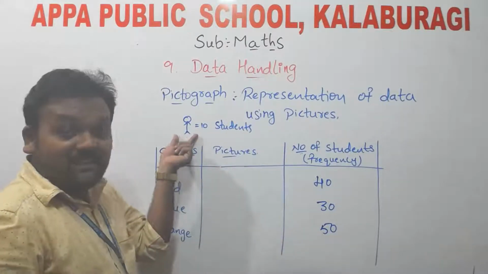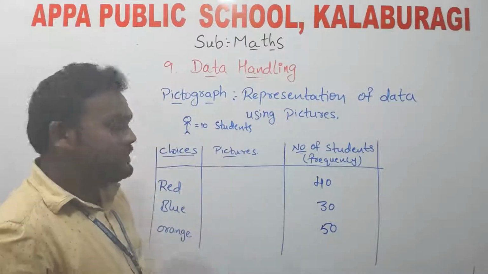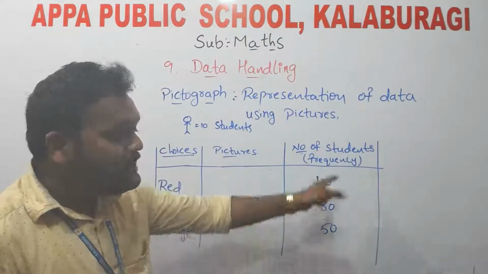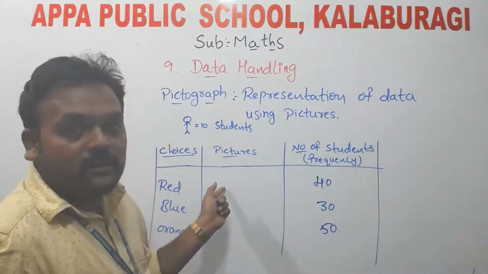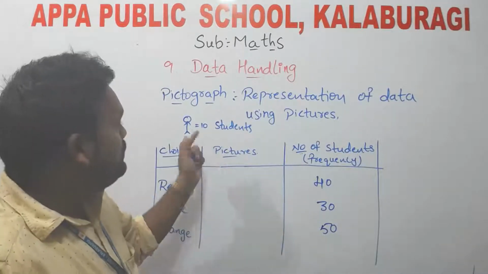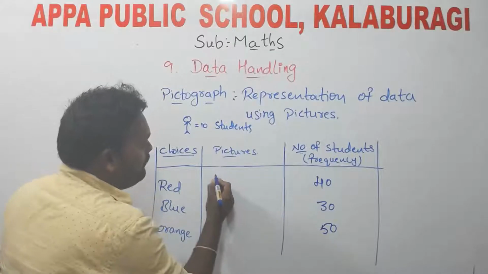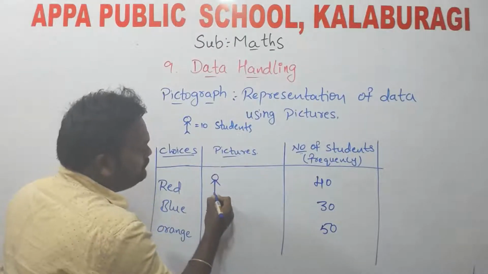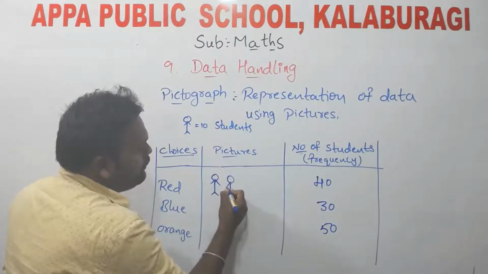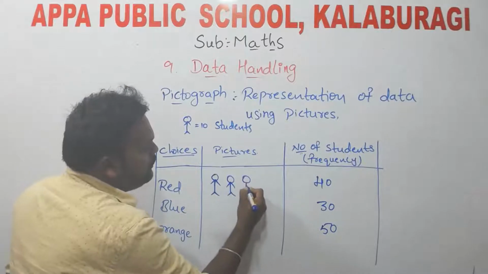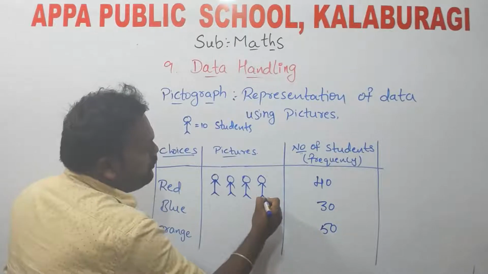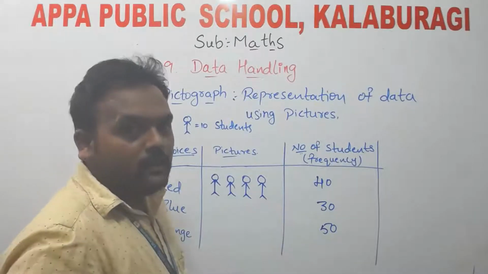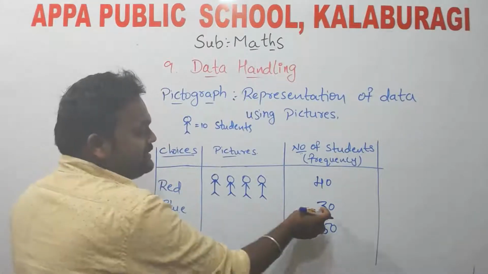Now, this picture will indicate how many students? 10 students. Here I wrote in the number of students column 40. How many pictures should I draw here? That is 10 for the 40. That is 4 pictures I should draw here. See, 1, 2, 3, and 4. For red color. Next is 30.